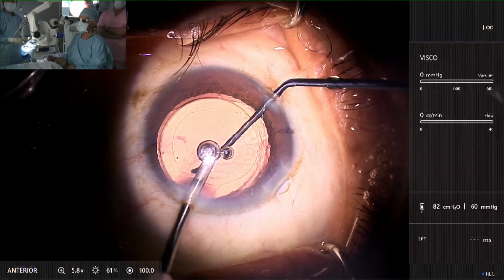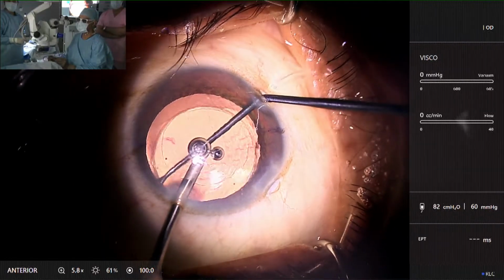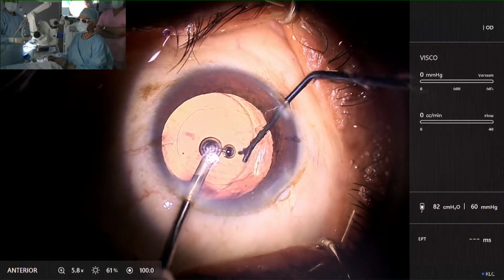So this is the magic of 3D, that more than 50 people are still sitting in the hall and they are enjoying your surgery, Gaurav. Thank you, sir.